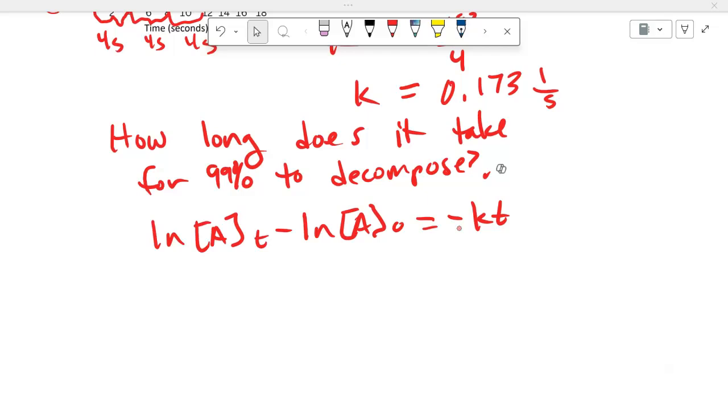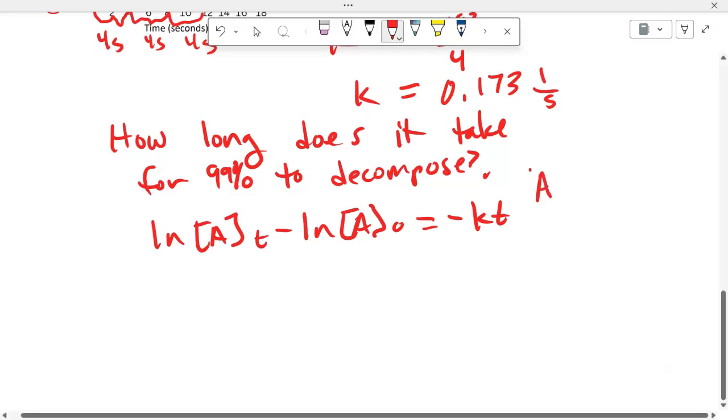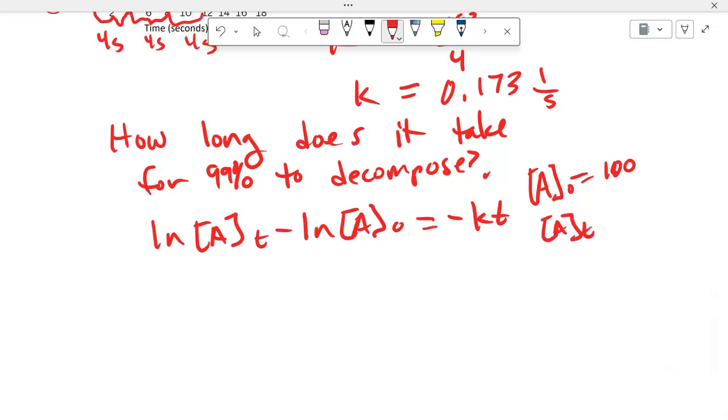And the reason it's okay to use the percentages is because really what we're talking about here is just proportionality. If we start with 100 and end at 1, we can start with 1 and end at 0.01. All that matters is that we end with 1% left based on where we start. So the simple thing is to just say A sub 0 is 100 and A sub t is 1.